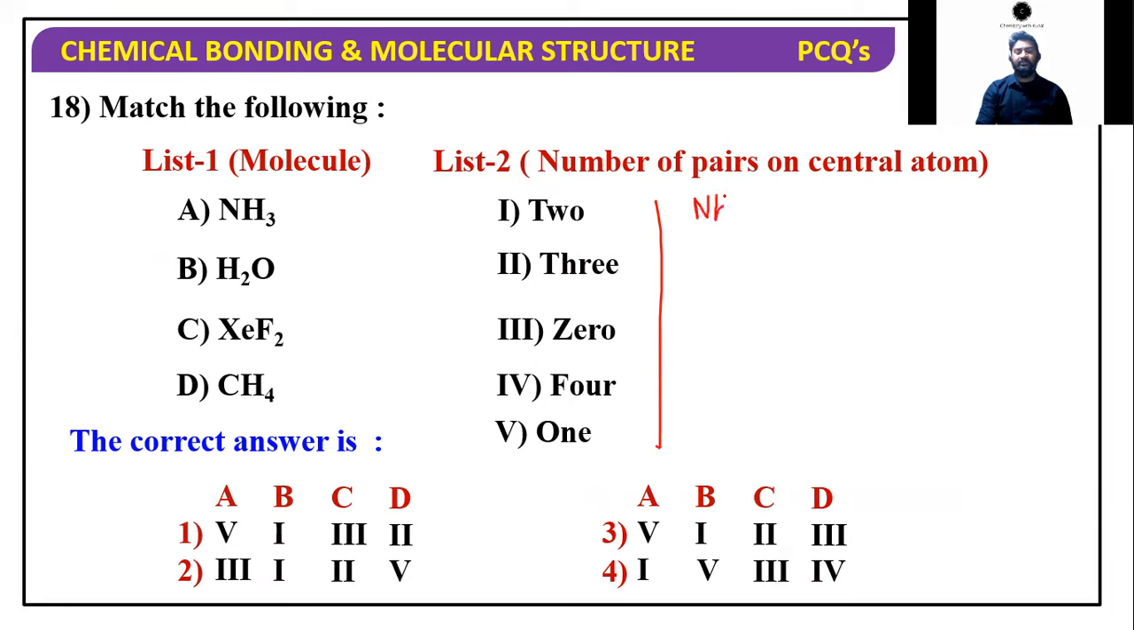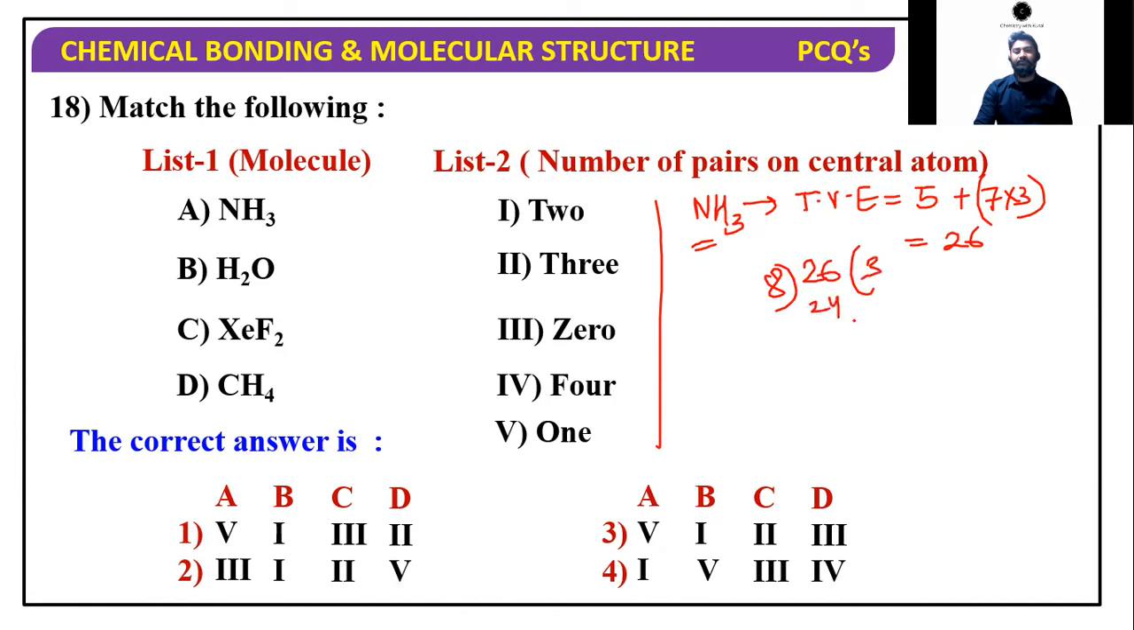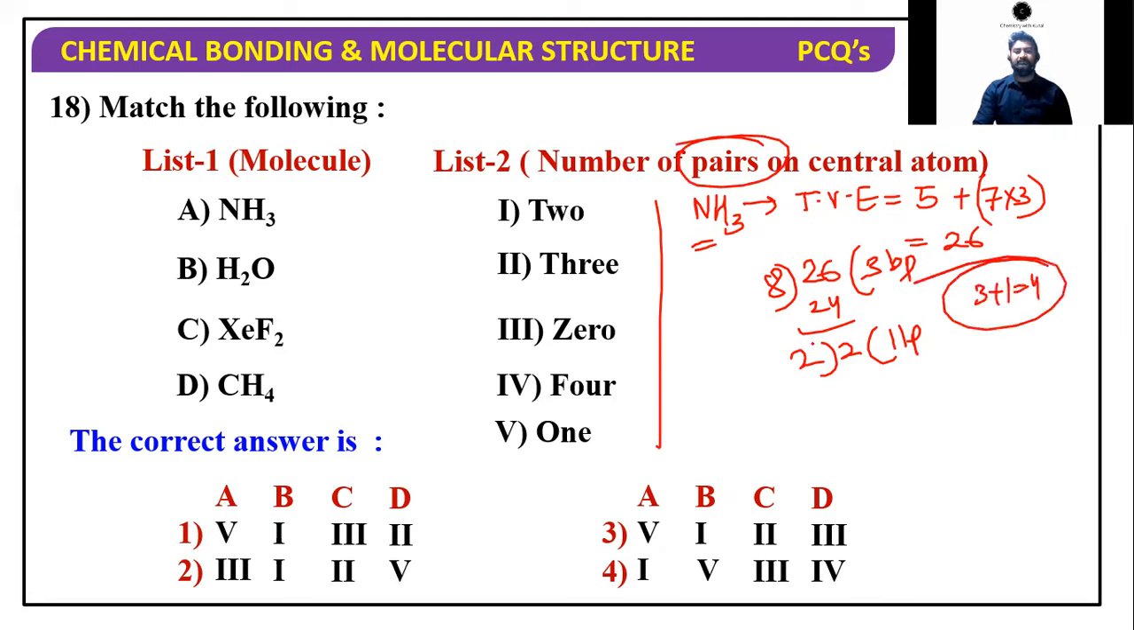See, again, you can use my shortcut. Ammonia. Total valence electrons will be 5 because of nitrogen, plus 7 into 3. So how much do we get? 26. Divide 26 by 8. What do you get? 3, 24. Then we have 2 divided by 2. We'll get 1. So 3 bond pairs, 1 lone pair. How many pairs does this central atom have? So 3 plus 1, 4. So ammonia has 4 pairs, right?